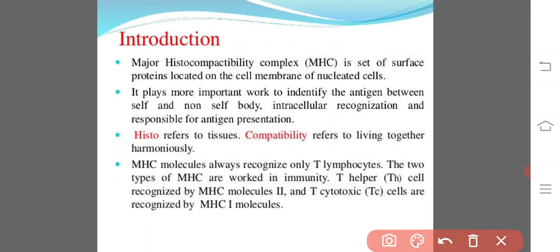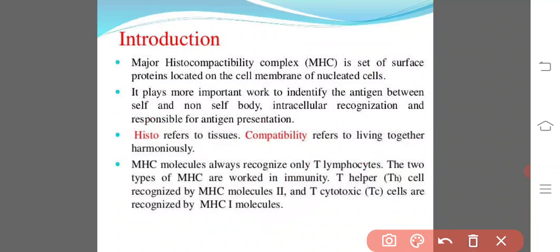Here, histo refers to the tissue and compatibility refers to living together harmoniously. An MHC molecule is always recognized only by T lymphocytes. The two types of MHC work in immunity. T helper cells are recognized by MHC class II molecules and cytotoxic T cells are recognized by class I MHC molecules.